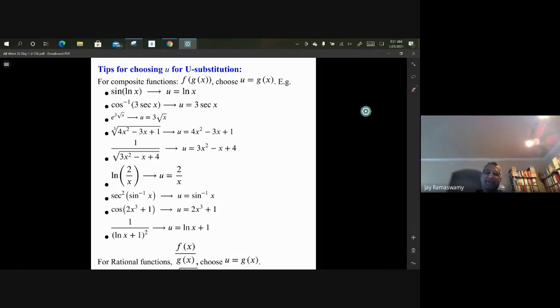Okay. All right, everybody, put your pencils down. So I'm giving you tips because that is the challenge. For composite functions, if you have f of g of x, choose u to be the inside guy, basically the monkey. Have a look at the examples. If you see sine of ln x, can you see it's sine of monkey? You choose the monkey to be u. So choose u to be ln x. That is example 1. You don't need to write, just watch. Have a look at example 2. Is that actually cos inverse of monkey? So we choose u to be 3 sec x. Do you see what's going on?